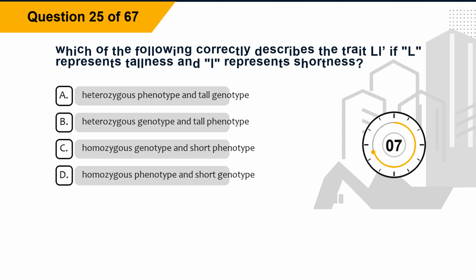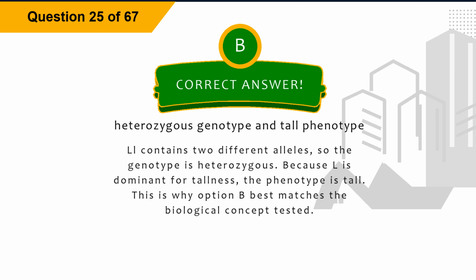Option C, homozygous genotype and short phenotype. Option D, homozygous phenotype and short genotype. The correct answer is option B, heterozygous genotype and tall phenotype.